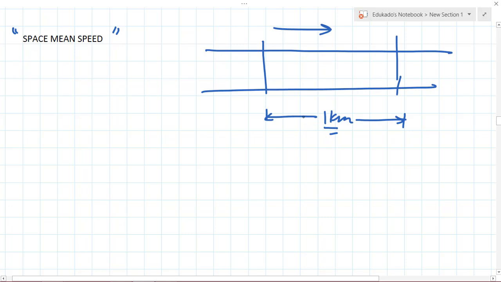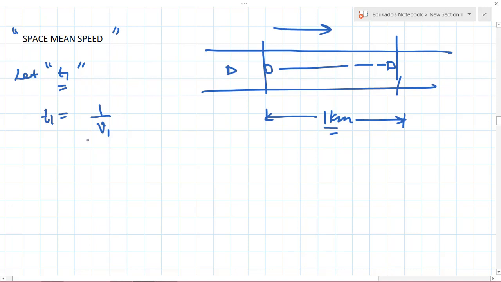So let's say T1 is the time taken by a vehicle to complete a unit distance. It is the time taken by a vehicle to go from here to here. It came in time T1. So I can say T1 is equal to 1 upon V1, where 1 is the distance. This is one thing I can say about it.